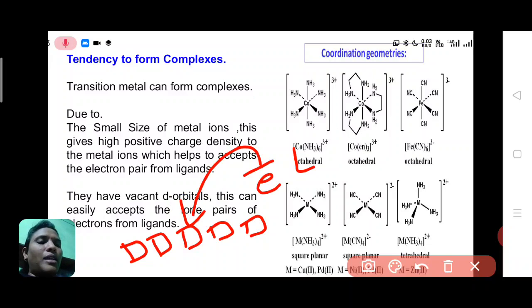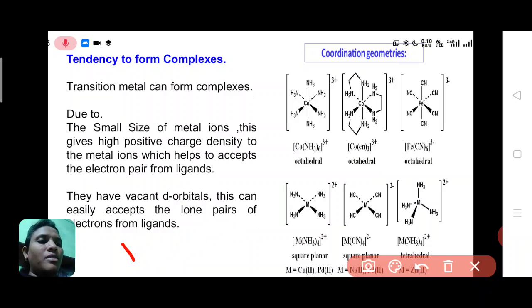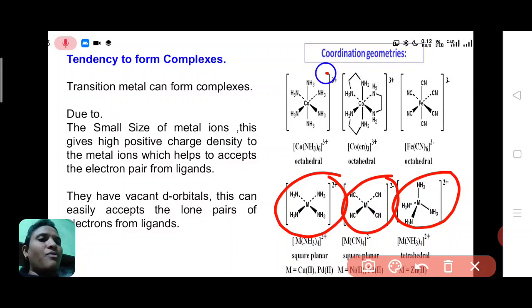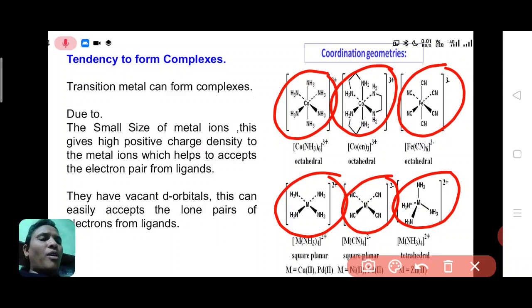So due to empty d orbitals, these ligands can donate their electrons into the empty d orbitals easily, and due to these two reasons, these metal ions can form complex compounds and form coordinate bonds. This is the formation of complexes by the d block elements. Okay, so due to these two reasons, the first reason is the small size of the metal ion.